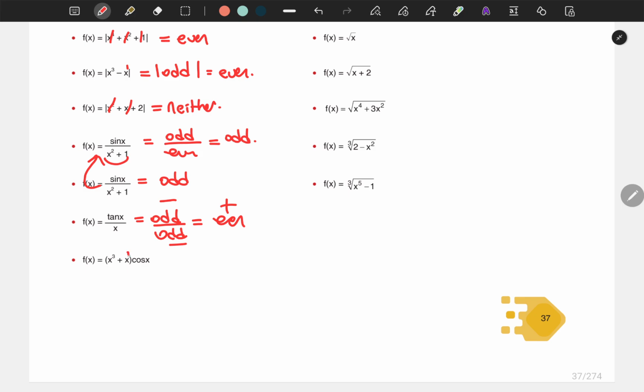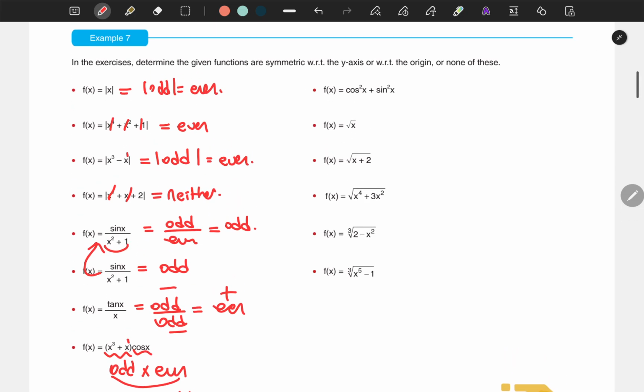Look at this part. This part is odd times cosine is even. A negative times positive is negative, which means odd. Okay? Now, cosine square x plus sine square x, the result of this one is 1. 1 is always even. Root x, can the inside be possible? Second power odd? No, neither.